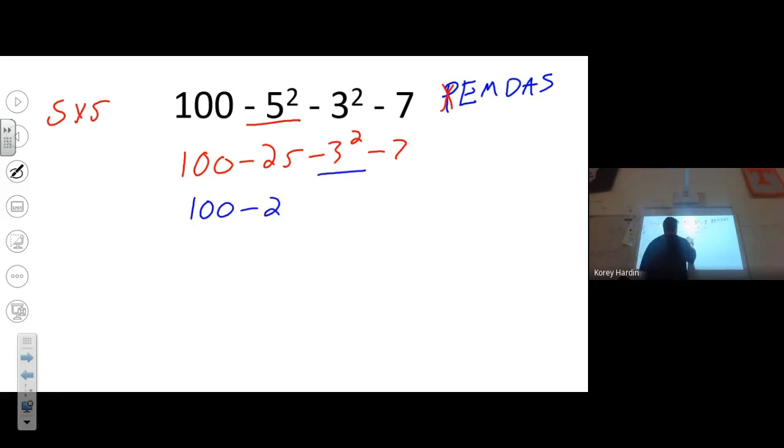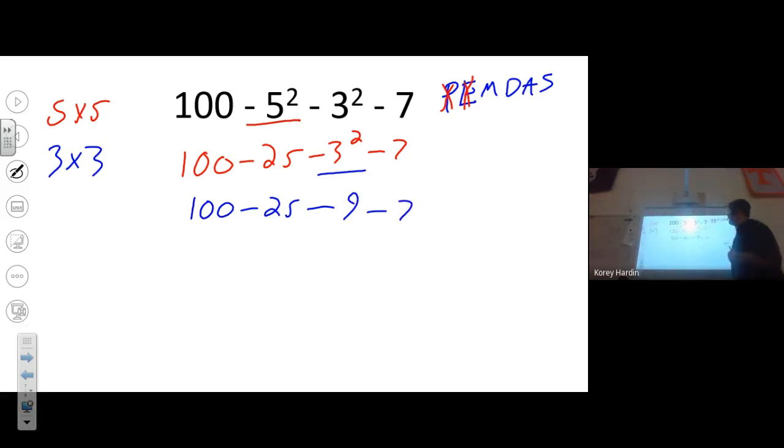100 minus 25 minus 3 to the second power. That means 3 times 3. 3 times 3 is going to be 9. So minus 9, minus 7. All right. I'm done with exponents. Multiplication and division. Won't you look at that? None of either of them. So I've just got to add and subtract.